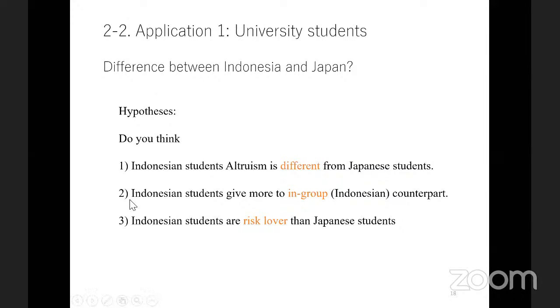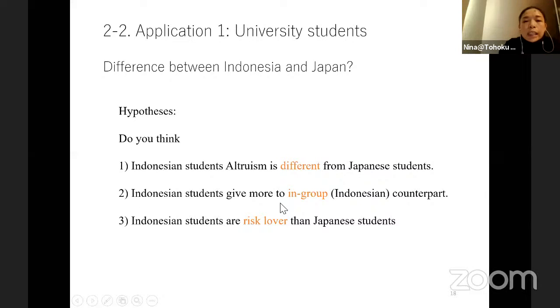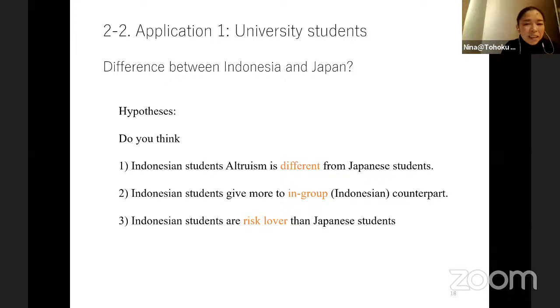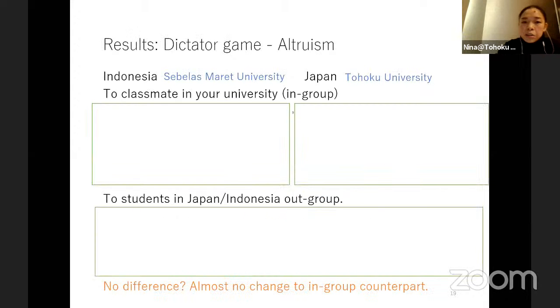And second, Indonesian students give more to the in-group. In-group means from Indonesian to an Indonesian counterpart, compared to from Indonesian to Japanese. I hypothesized this because Japanese is an outsider, but you will see the result. And the third hypothesis is that Indonesian students are more risk loving than Japanese students. I don't know, but what do you think? I will show the result now. Okay, let me share this result.